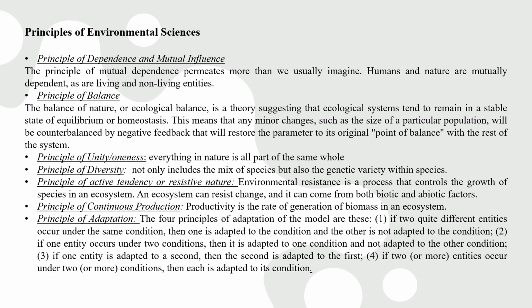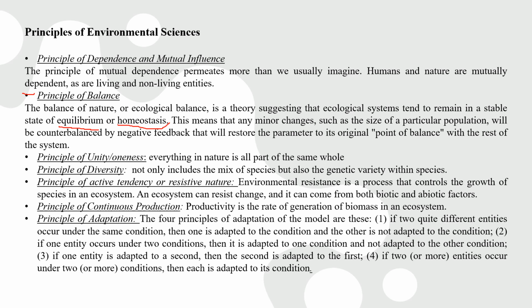Now principle of balance. So the balance of nature, that is ecological balance, the theory suggests that the system tends to remain in a stable state of equilibrium or homeostasis. This means a minor change such as a size of a particular population will be counterbalanced by negative feedback that will restore the parameter to its original point of balance with the rest of the system. This is a very important principle of balance. We have learned about two terms, equilibrium or homeostasis. What are they?